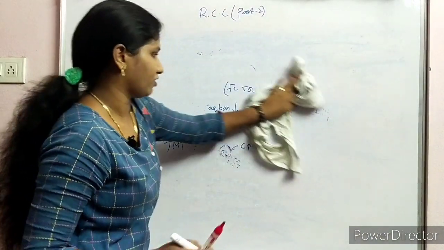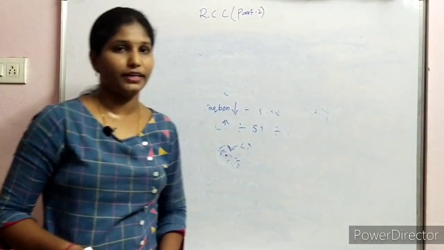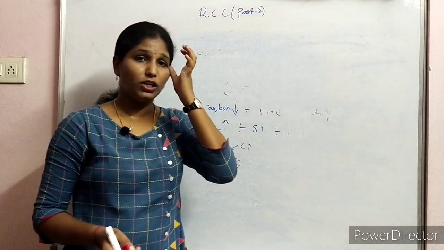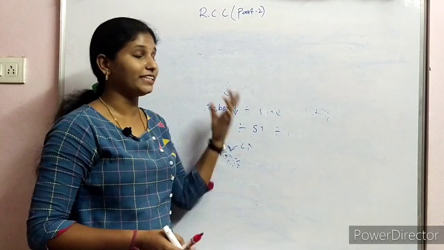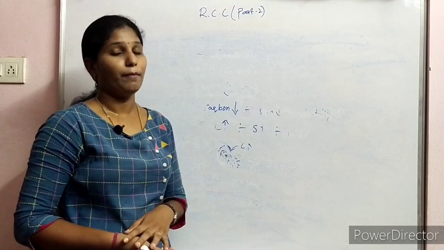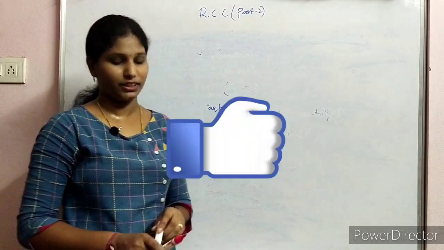Now we know the properties of steel, the properties of concrete, and the strength formula. In the next class we will move to the design part, how to design the structure by using the limit state method. We will discuss it in the next class.